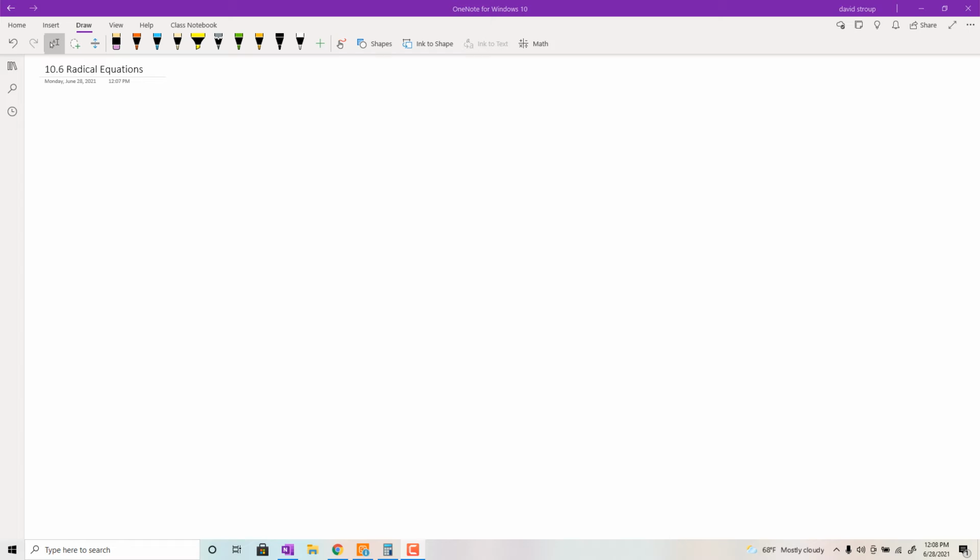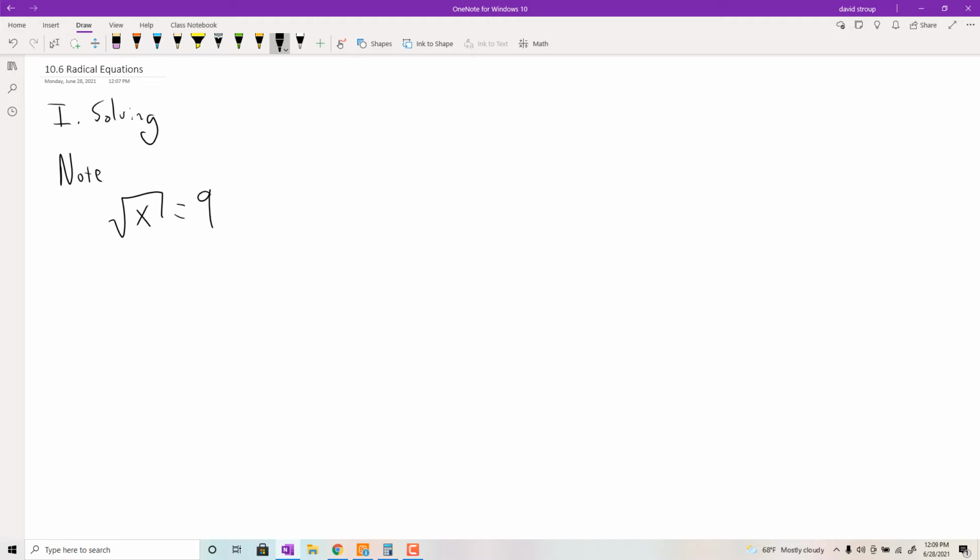Hey, welcome back. Now we're going to apply everything we've been working on with radicals to equations. So, solving equations that have radicals. It'll just come down to squaring both sides. If you have a square root, then you square both sides. If you have a cube root, cube both sides, etc.